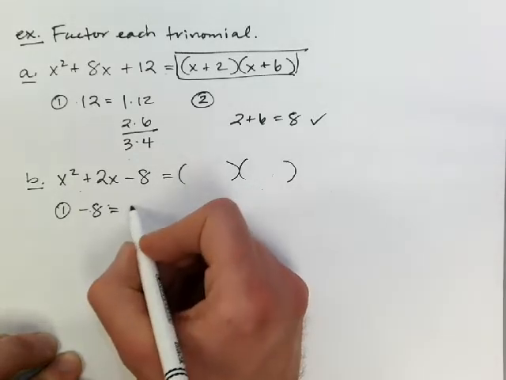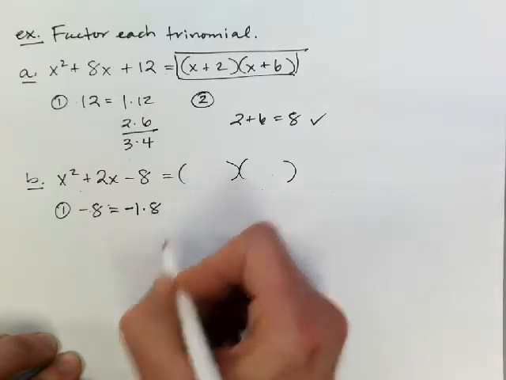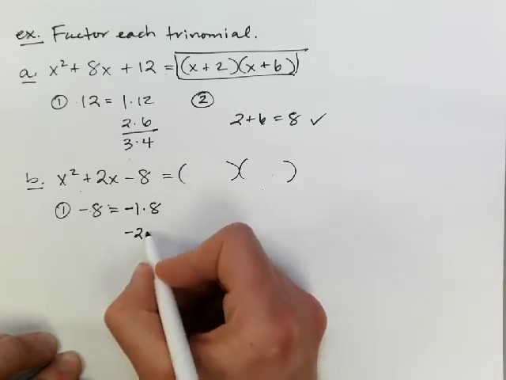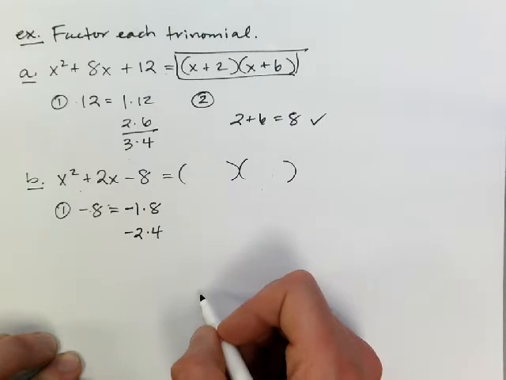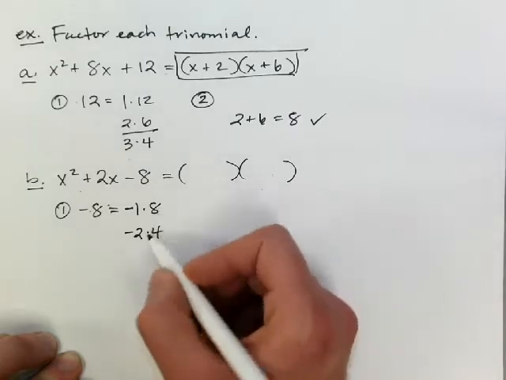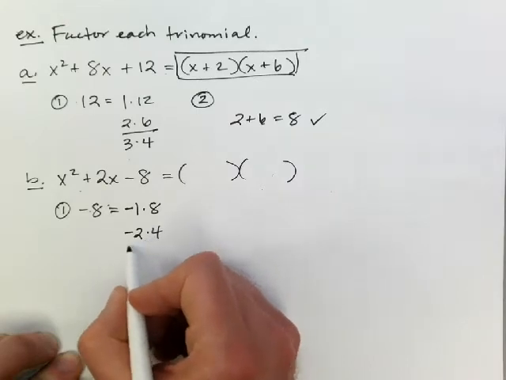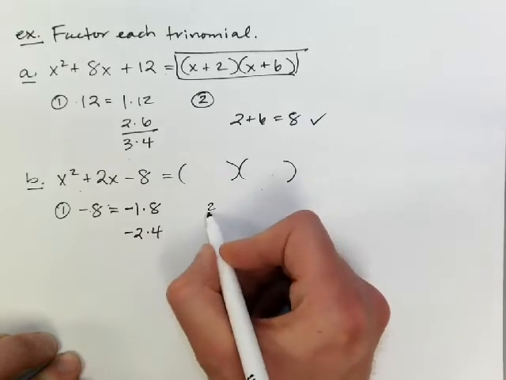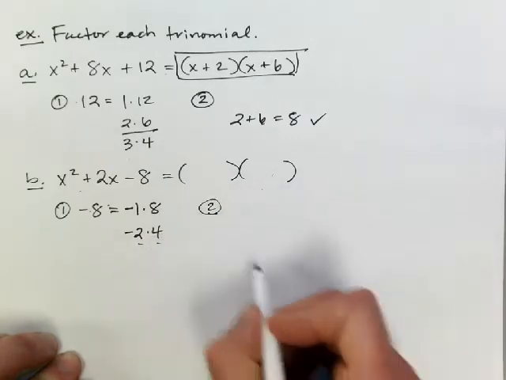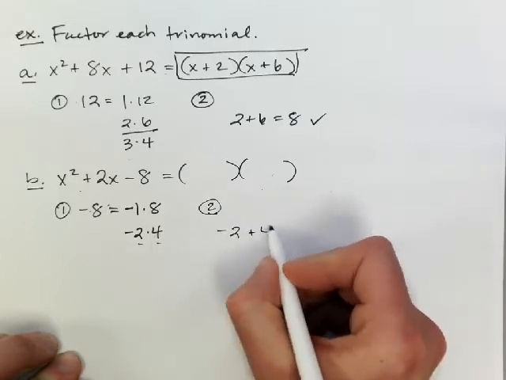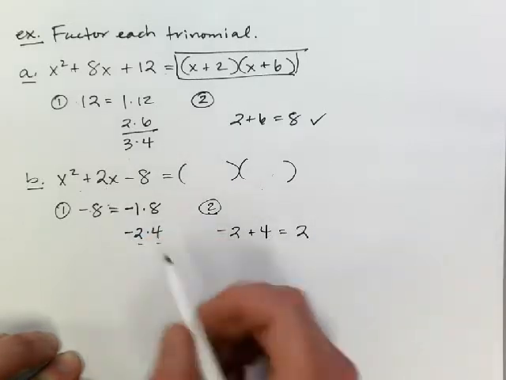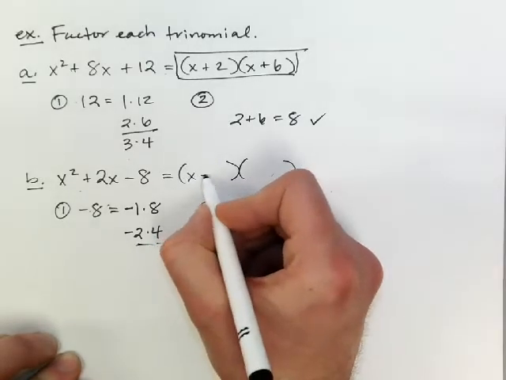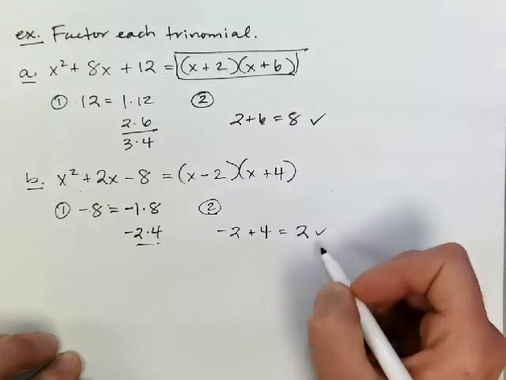So we could have -1 times 8 as a factorization, or we could have -2 times 4 as a factorization. That's about it, because as soon as we pick another factor, that's going to be -4 times 2, where the negative is bigger than the positive. These are our only 2 possibilities. I think we can see that -2 plus 4 is going to equal +2 as desired. So x minus 2, x plus 4 will be our factorization.